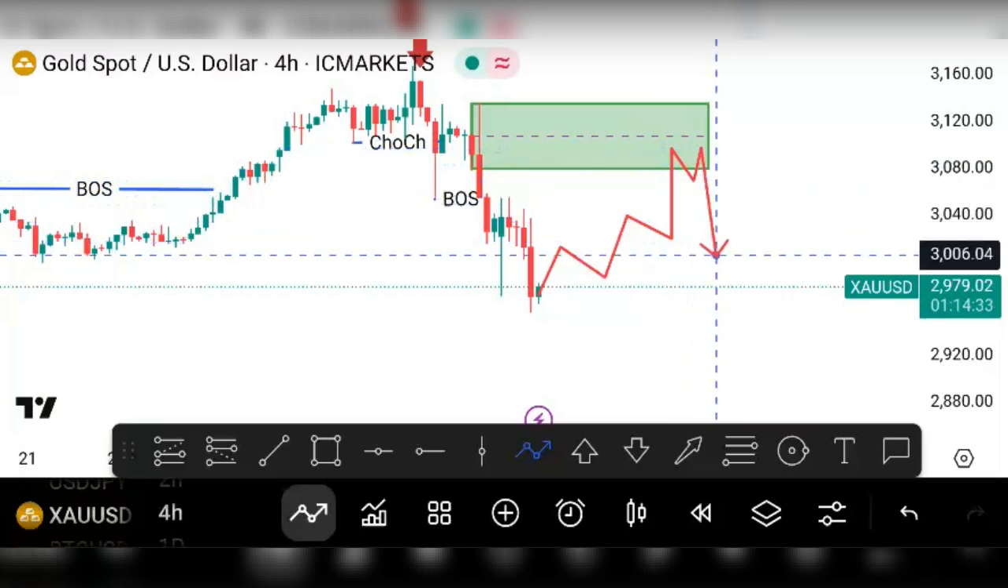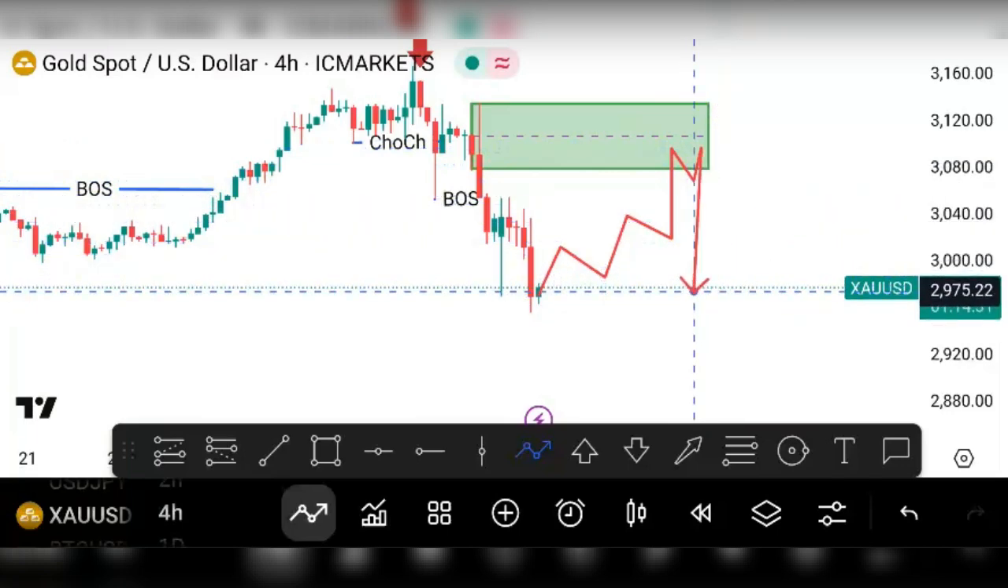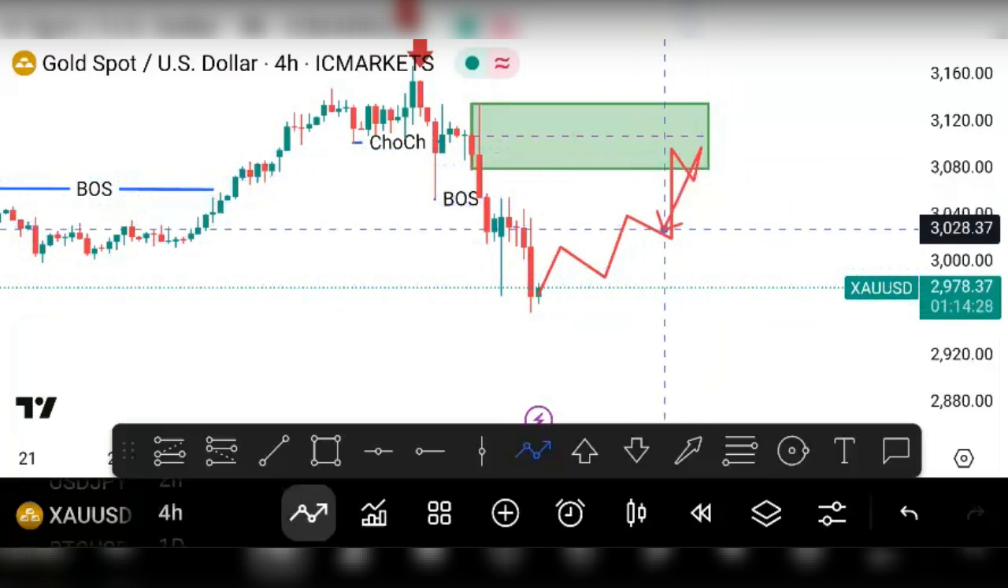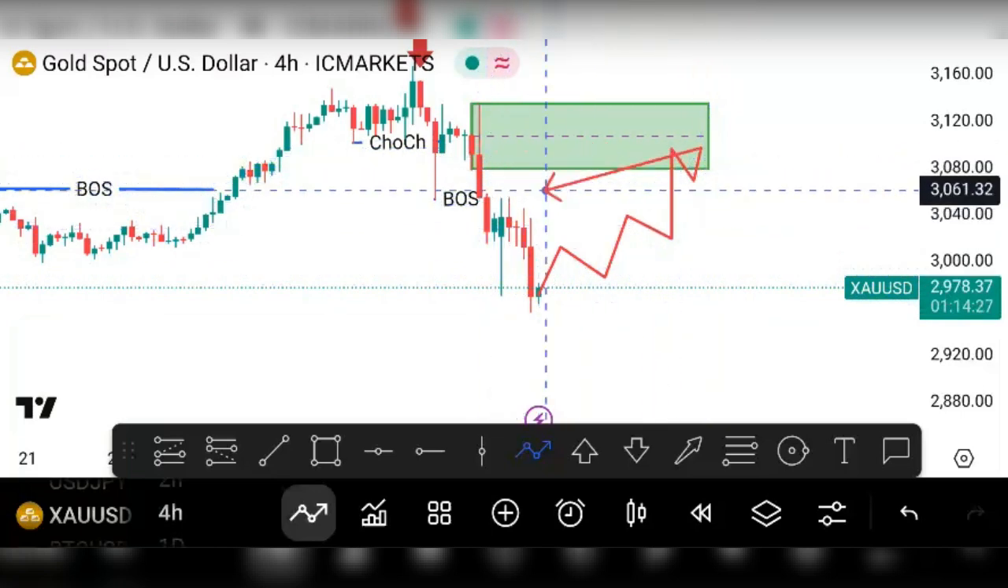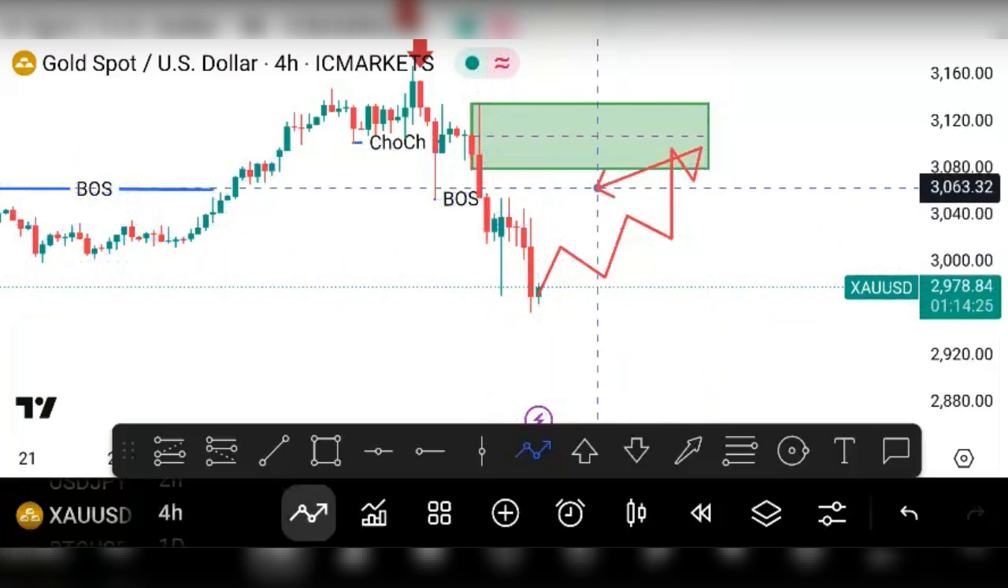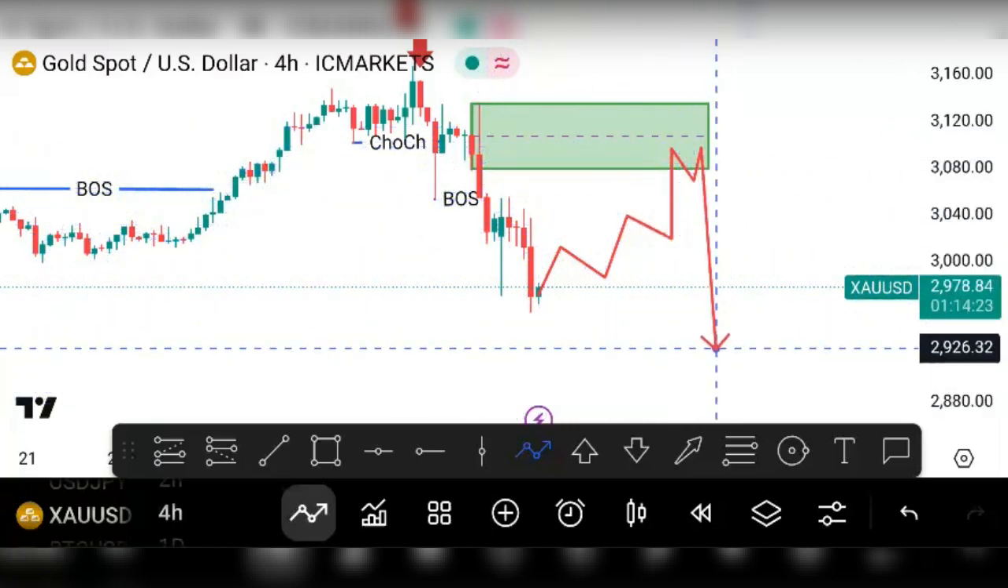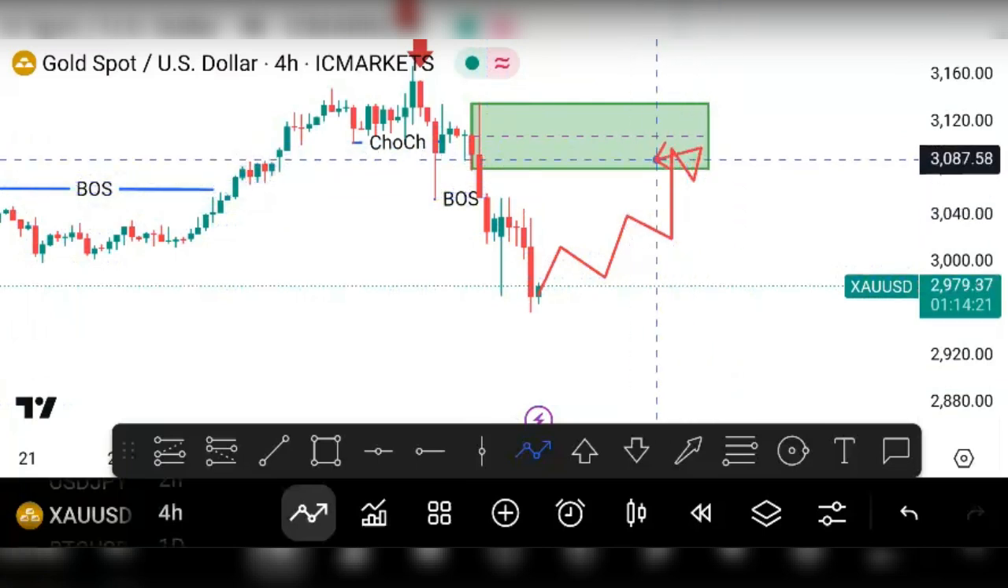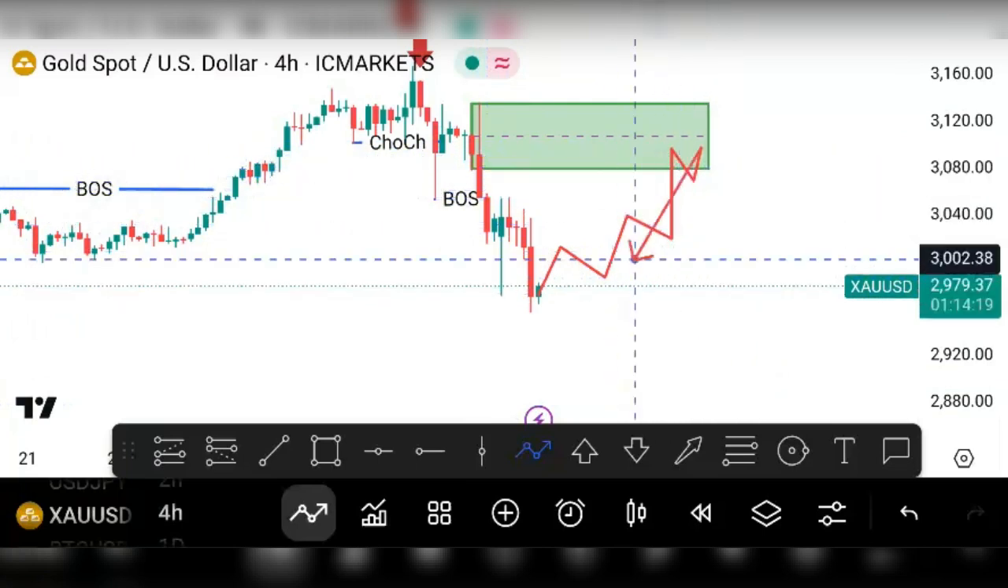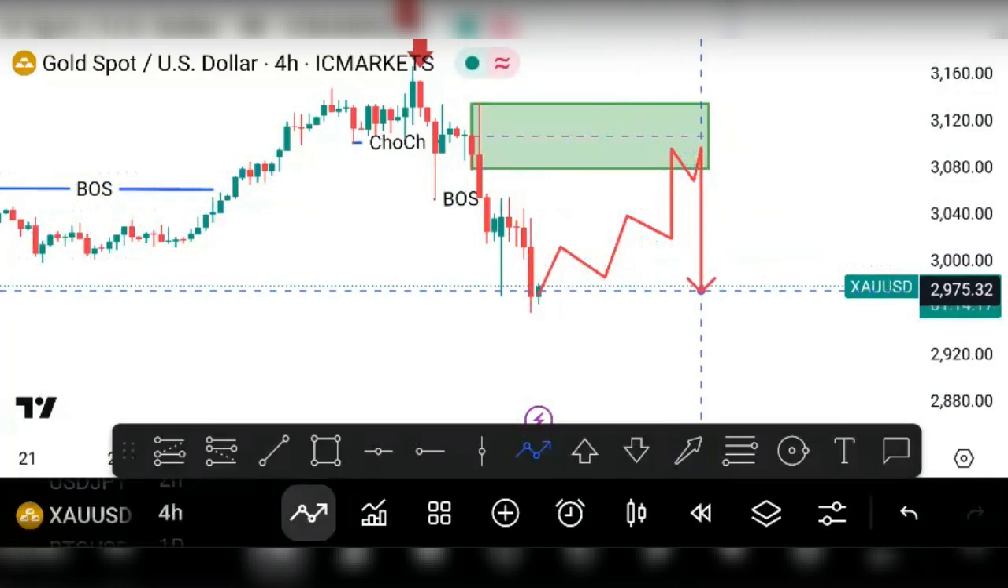Then we take our entry from there and look for an opportunity to sell from this level, because this is an imbalance to sell. Price has to fill this gap before it continues downward. But we have to see some confluences that price is about to come down before we can take our sells. Now let me explain further.